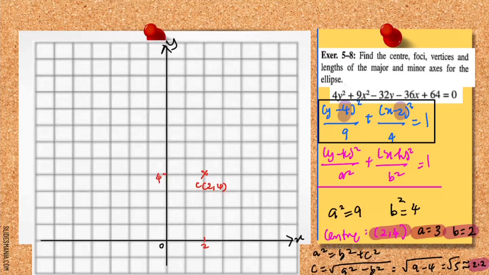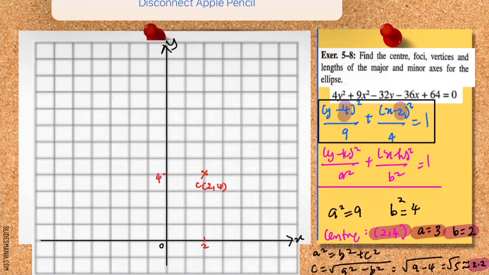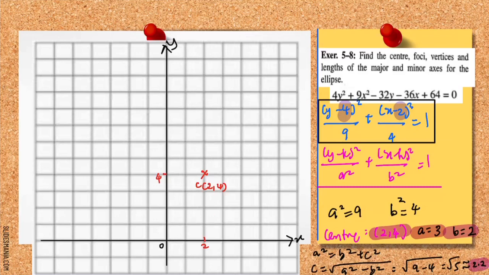Next, let's find our vertices. So vertices, we'll use the information of our a. Our a right now is 3. So from your center, let's go up by 3 units. Why do I know this is going up? Because we already know that our ellipse is parallel to our y-axis. So in order for us to find the vertices and also the foci, we need to go either up or down. So from your center, let's go up as much as distance 3.